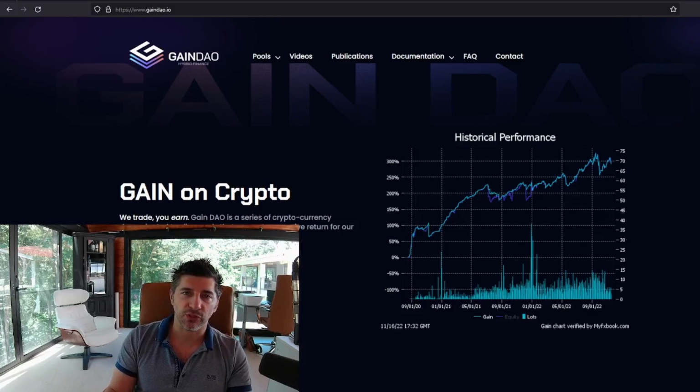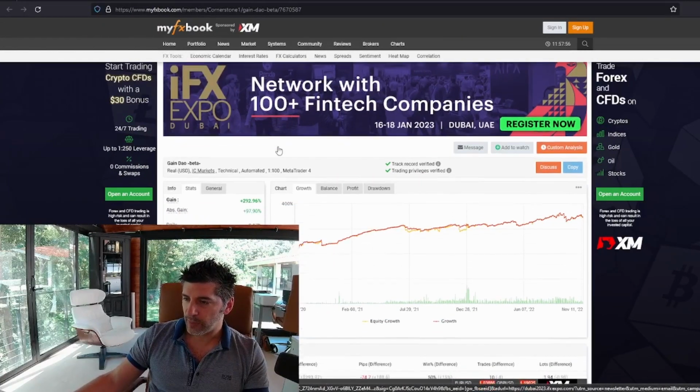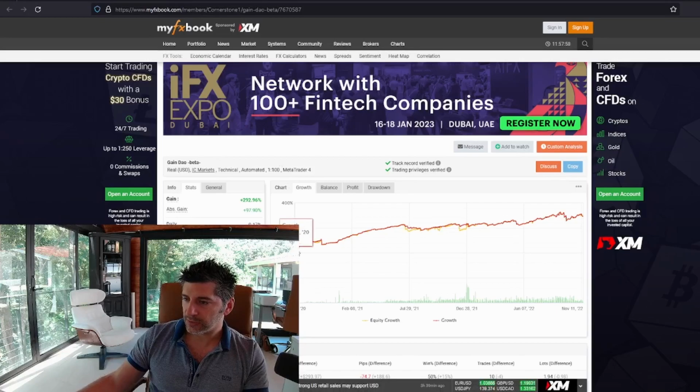Other times the change is significant enough that the pool manager is going to want to go in and make some adaptations, basically change the portfolio somewhat. Now, as you can see here, the beta has been running since August of 2020, so we have quite a bit of trading history here.